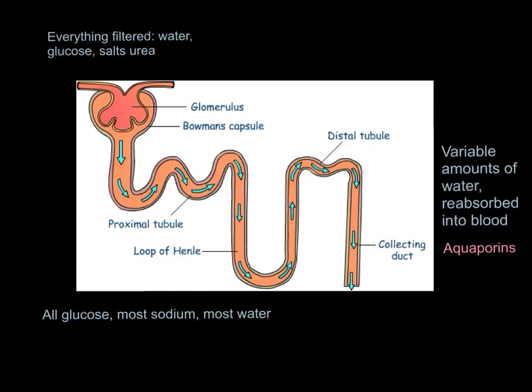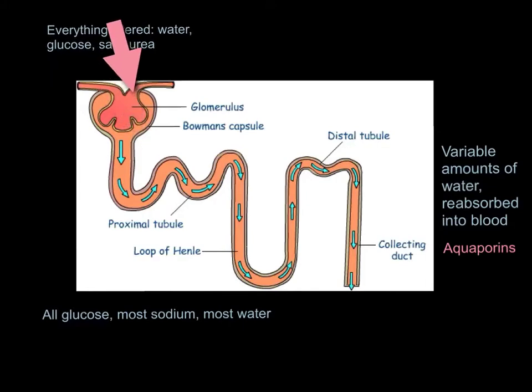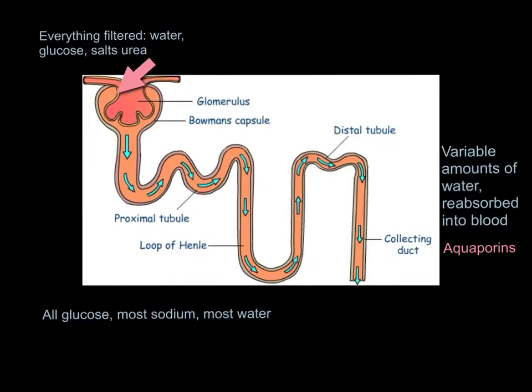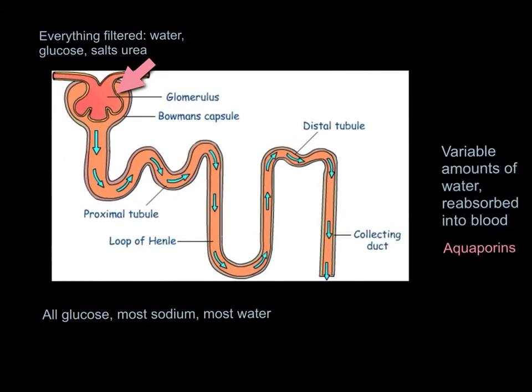Okay, so just to make things a little bit simpler, in this part, just make that arrow a bit smaller. So in this part where the glomerulus is, pretty much everything is filtered in that direction. So there we go. So everything is filtered here because it is under such high pressure. Water, glucose, salts, and urea are all pushed from the blood into the Bowman's capsule.